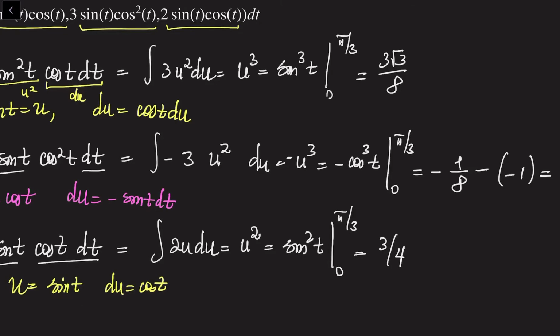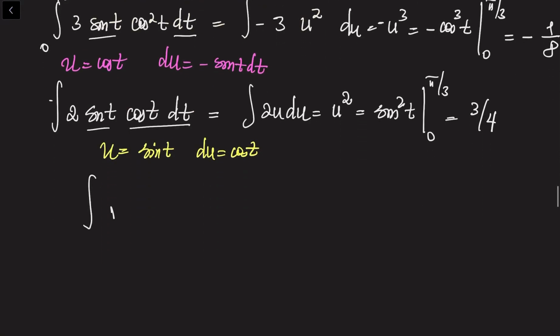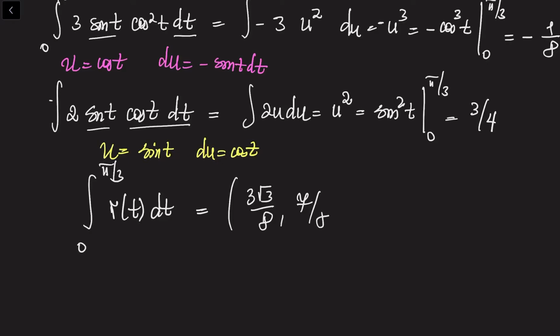So now we've got all the components. So the integration of this function dt from 0 until pi over 3 is going to be again a vector function. What were the components? The first component, if you remember, was 3 square root of 3 over 8. The second is 7 over 8, and the third is 3 over 4. So this is problem number 5.